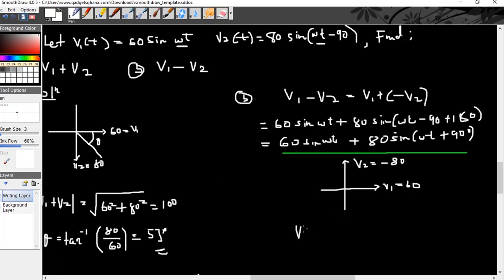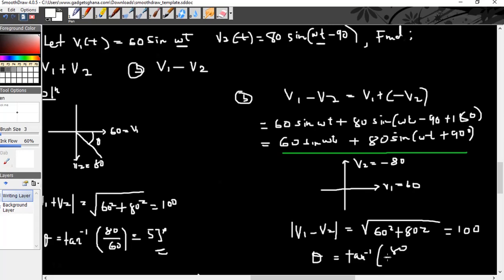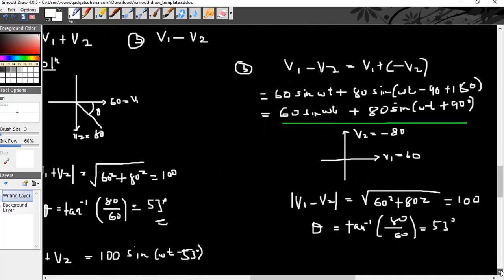So we have v1 minus v2. That will give us the same thing over here. We take 60 squared plus 80 squared, which will give us 100, and then we take the argument, or whatever you want to call it. We are trying to find the angle. So we have 80 on 60, that will give us 53 degrees. So now this is where the trick is.